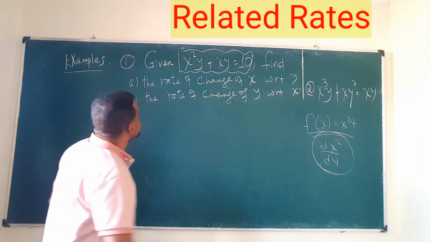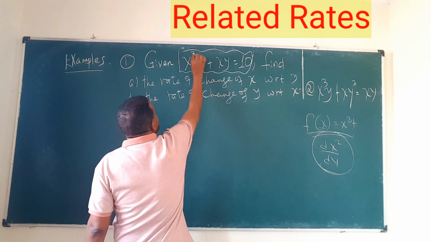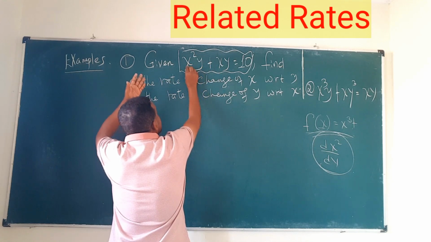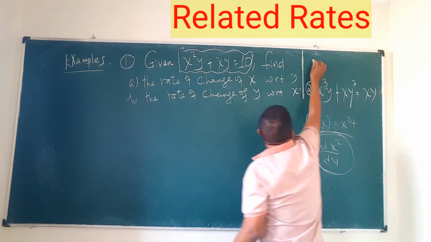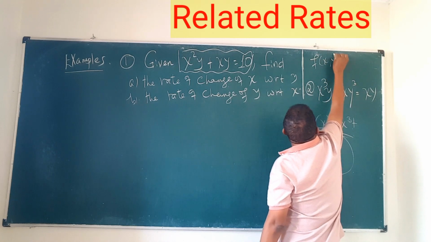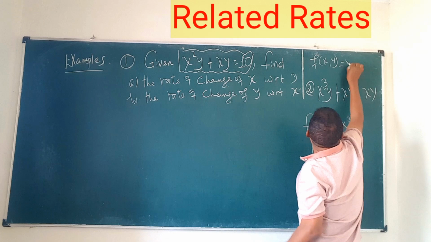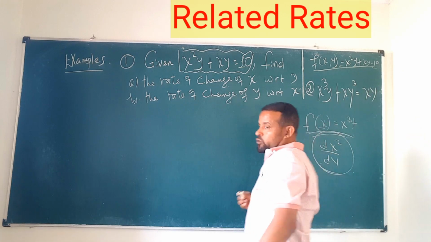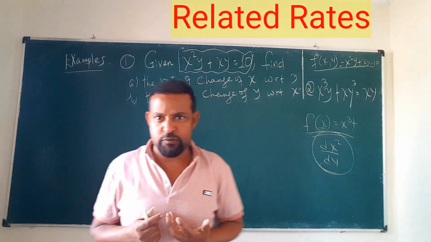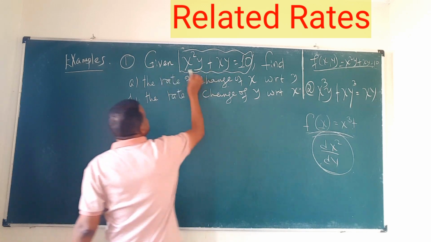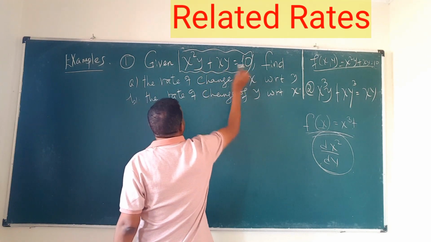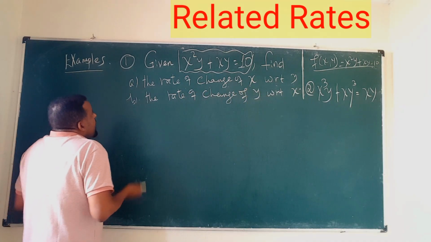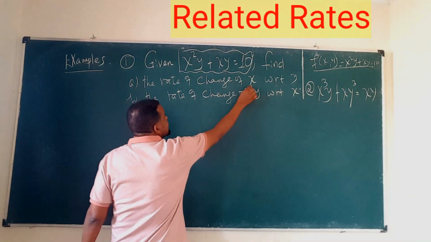So the first example is: given the situation x squared y plus xy is equal to 10. Now, as a function of x and y, you can write x squared y plus xy minus 10. Given this situation, find the rate of change of x with respect to y. So what you have been asked is the rate of change of x with respect to y.